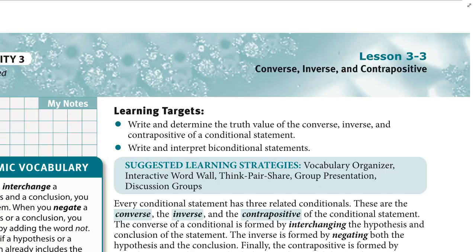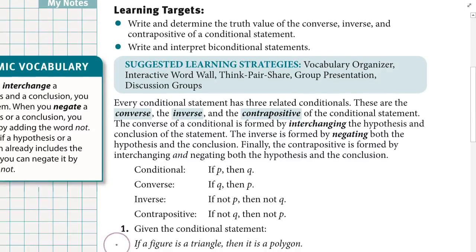In the last section, we talked about how conditional statements have the words if and then, and they have a certain logical order and meaning to them. If we were to switch the order of the sentence, that would change its logical meaning. Every conditional statement has three related conditionals. These are the converse, the inverse, and the contrapositive of that original conditional statement.